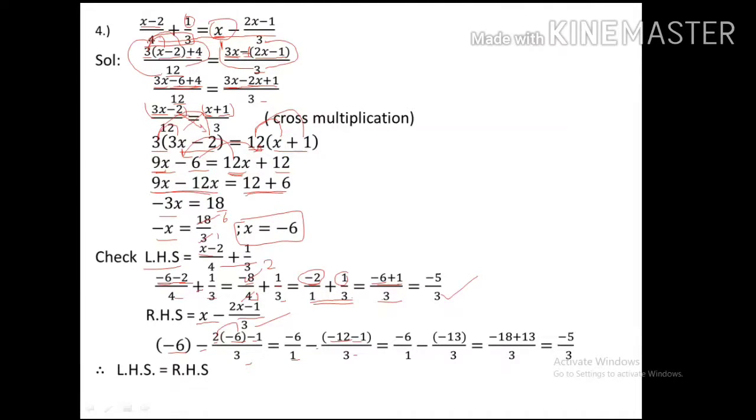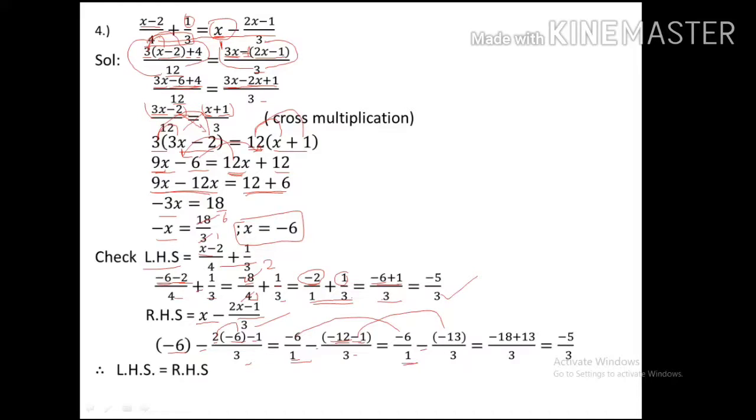Now when we open the bracket, next step we will see the same as it is, minus 6 upon 1 we write as it is, minus sign we have to put, and after that minus 12 and minus 1. When we solve, it will come minus 13 upon 3.